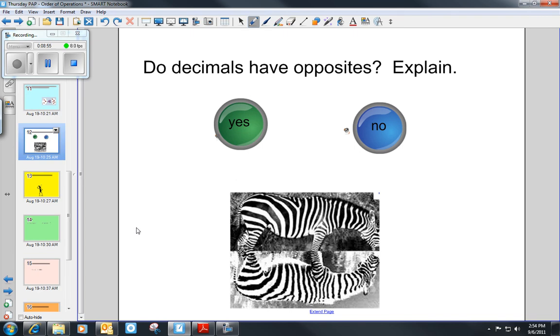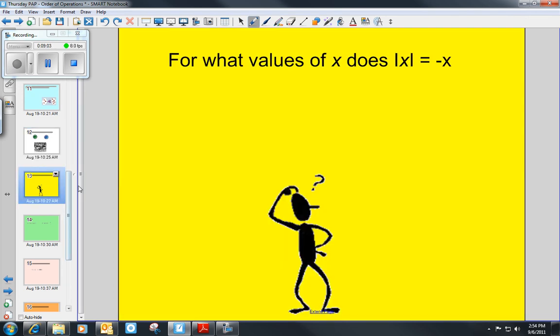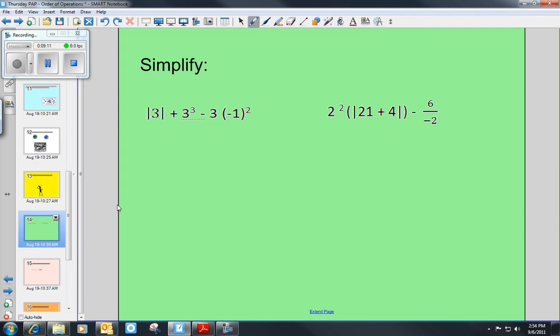Do decimals have, excuse me, opposites? Explain. Okay, for what values of x does the absolute value of x equal negative x? Then you've got some problems to simplify also. You're going to complete the rest of these on your own for this part of your homework. We'll go over these answers in class.